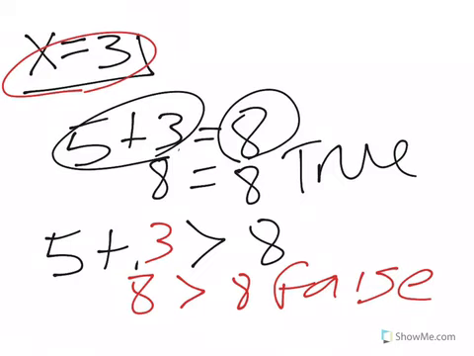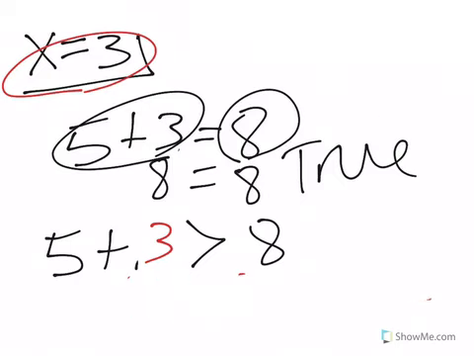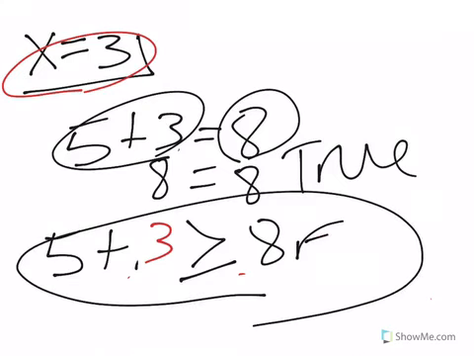Now, what can we do to make this statement true? That's a false statement, but what can we do to make this statement true? We could say 5 plus 3 is greater than or equal to 8. Now we have a true statement, because while it may not be greater than, it is equal to. 5 plus 3 is 8, it's equal to 8, obviously.